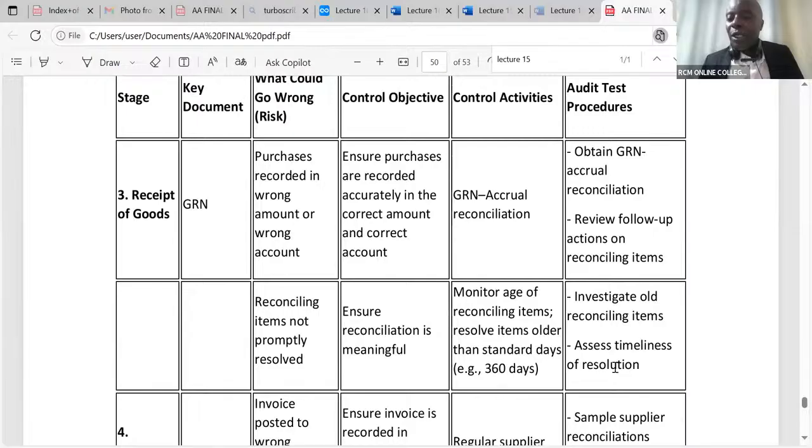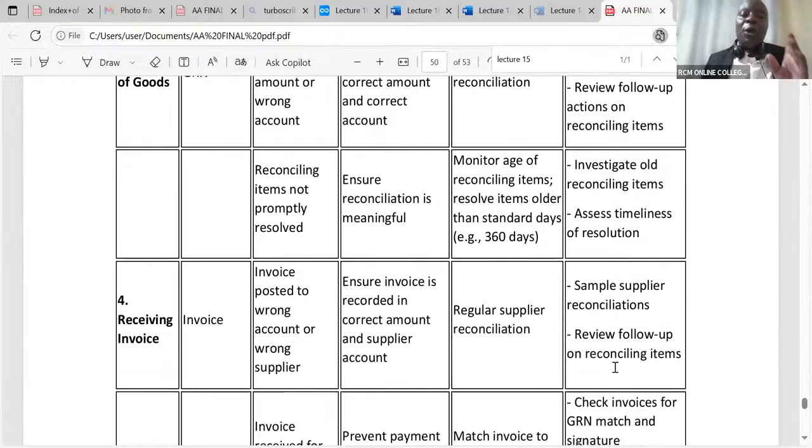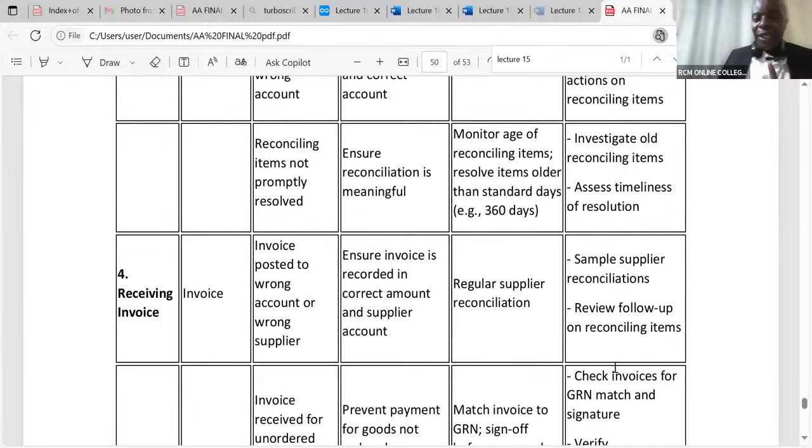If in this case here, we are not really prompt to address any non-reconciling issues, then there is a problem. Then we go now to step number 4. We are almost finishing. So remember now I've received the goods, right? The next thing, of course, is to receive the invoice from the client. The key document here that I should be able to know is the invoice.